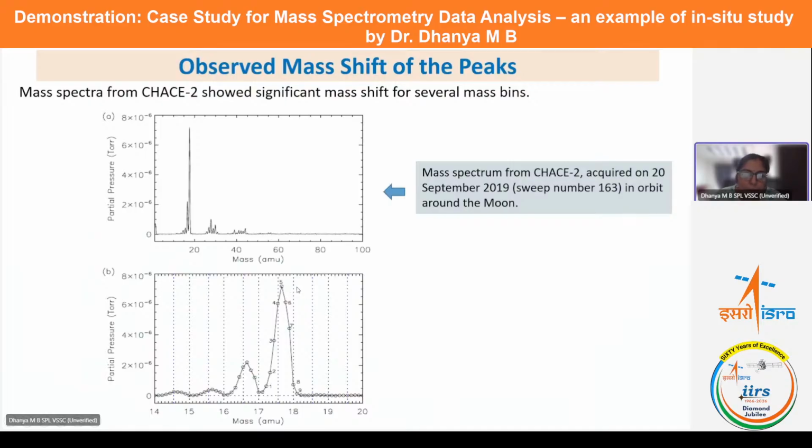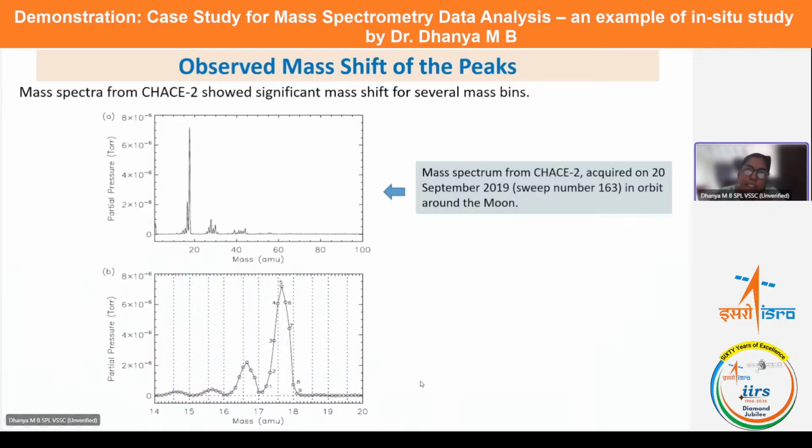So this peak has to be shifted slightly to come at the 18 AMU position. What this means is that in space, when we made the measurements, we observed a certain mass shift. This mass shift is clearly seen in 18 AMU and similarly 17 AMU. The 17 AMU peak is coming here. Actually, it should have been here.